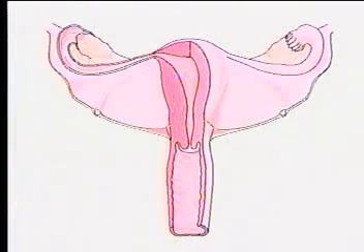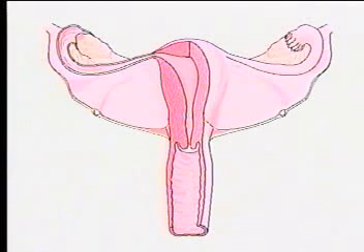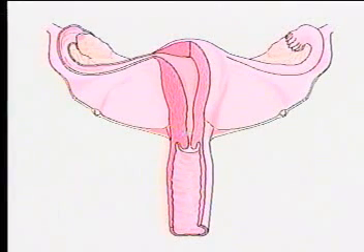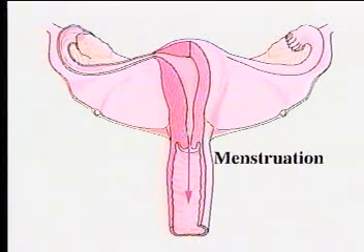If the egg isn't fertilized, it will break down and leave the body with the used blood and tissue that had collected in the uterine wall. This blood and tissue leave the body through the vagina over a 5-day period of time. This is called menstruation. As menstruation takes place, a new egg is maturing in the other ovary to begin the whole cycle again.